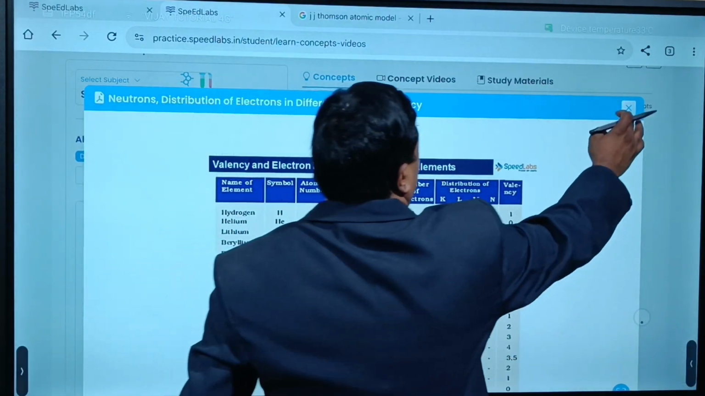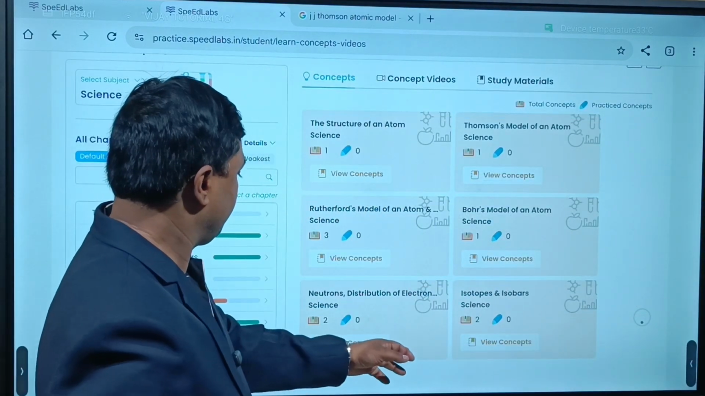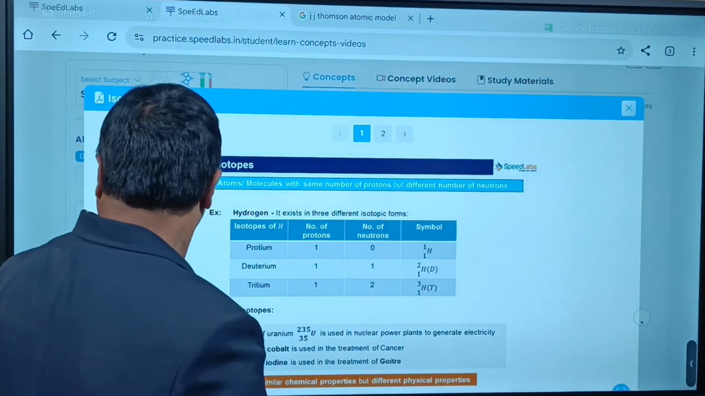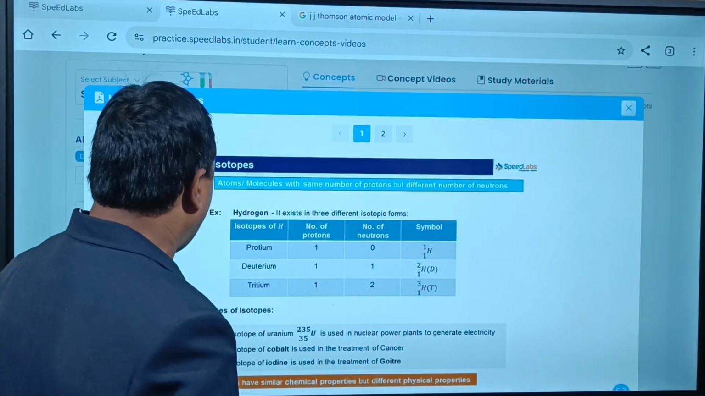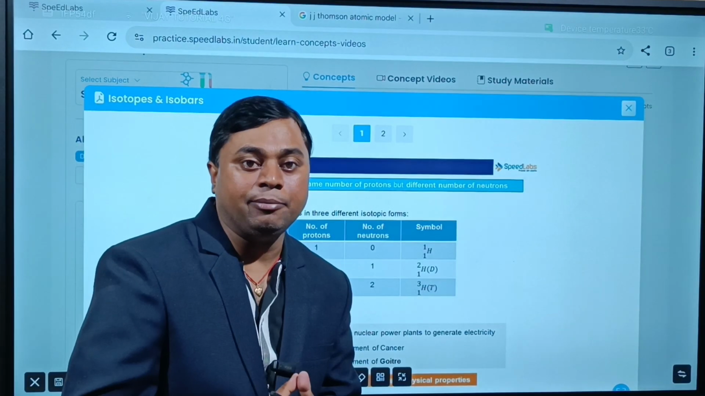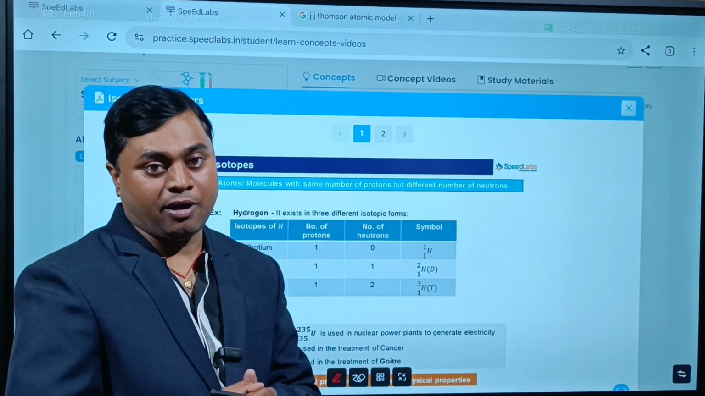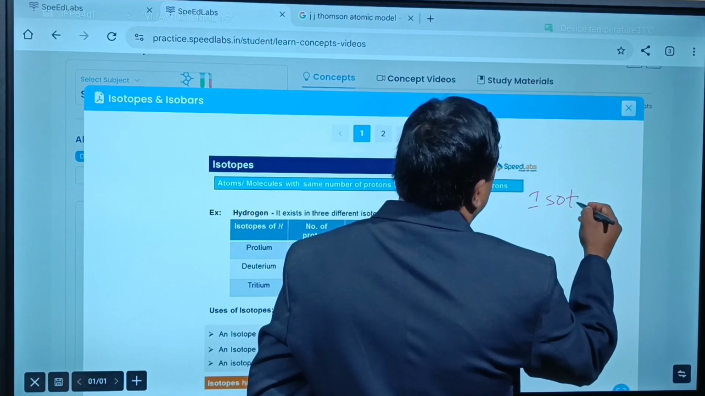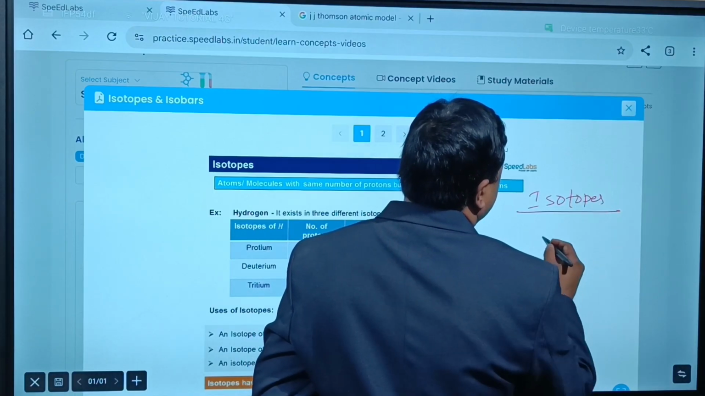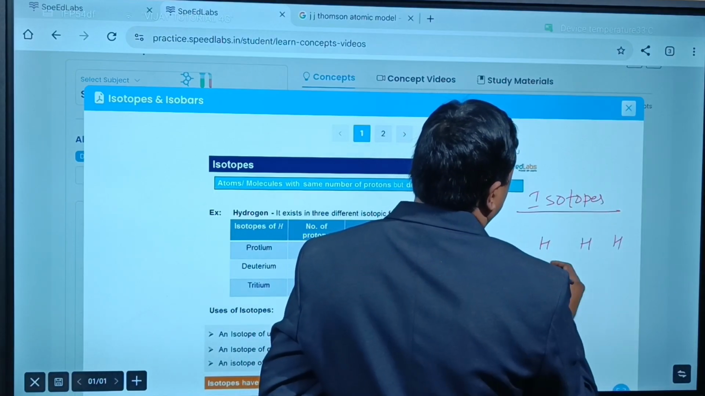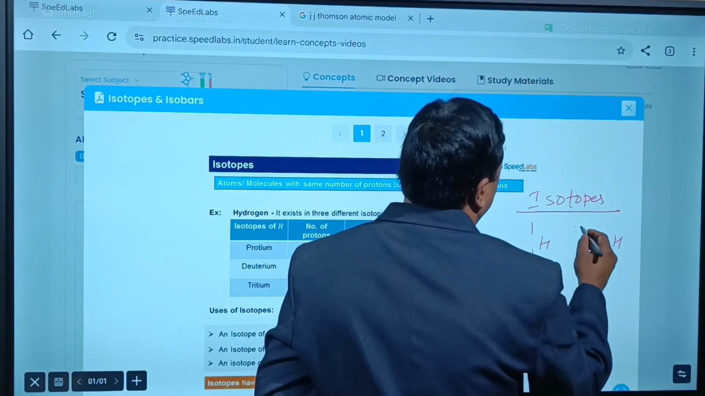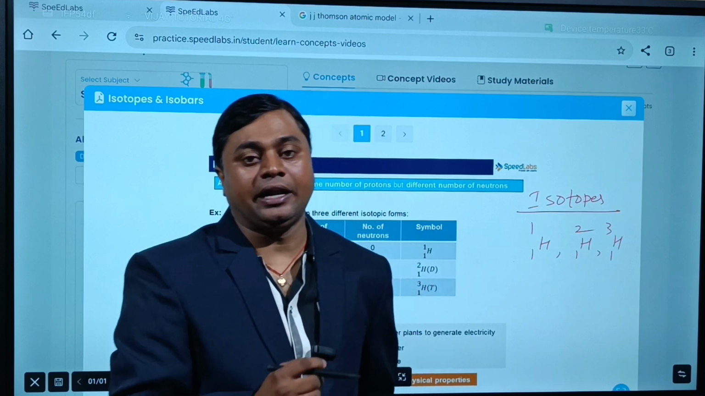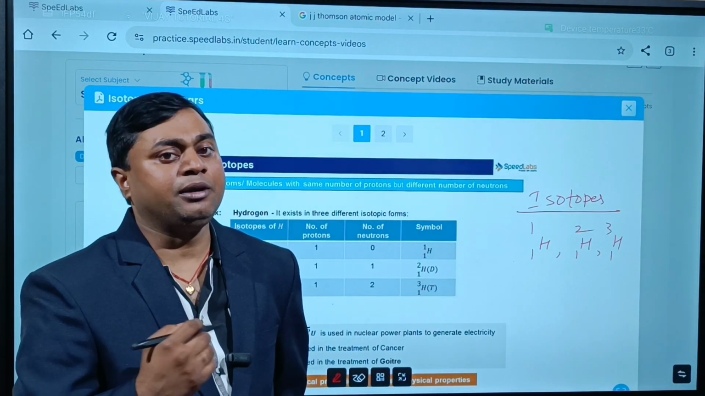Let's talk about isotopes and isobars, very very important. When we talk about isotopes, isotopes are the atoms of the same element having the same atomic number but different mass number. For example, try to understand. Hydrogen is having 3 isotopes, atomic number 1, 1, 1, mass number 1, 2 and 3.